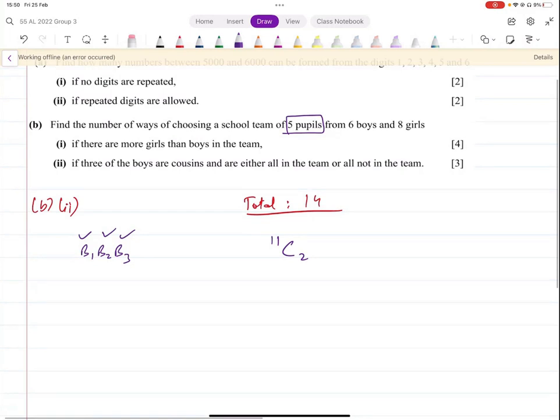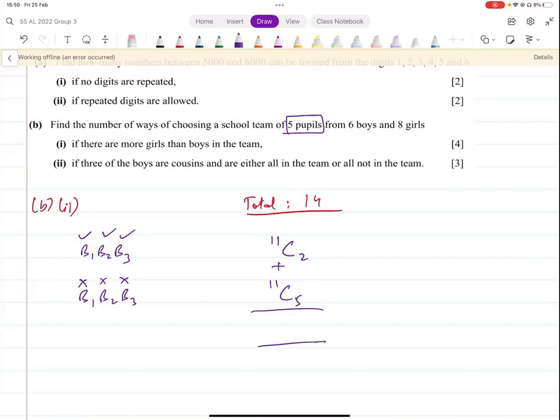11C2 for that. And then the second possibility is you do not want those 3 boys who are cousins in the team, because they could either all be in the team or all not be in the team. If none of them is in the team, we select 5 people from the remaining 11 people, since these 3 boys cannot be there. So we choose 5 out of those 11 people. We just add these two numbers and we get a result.